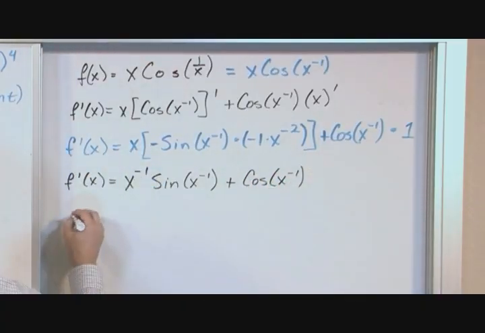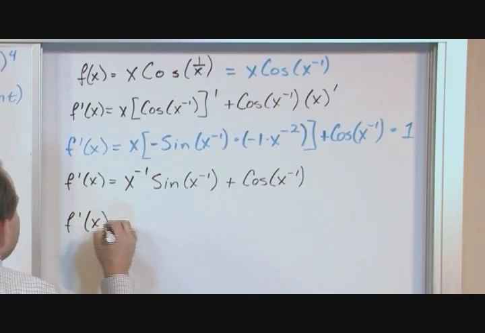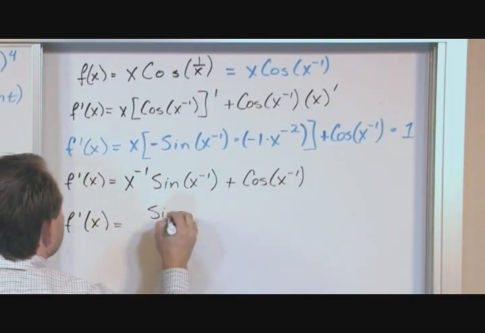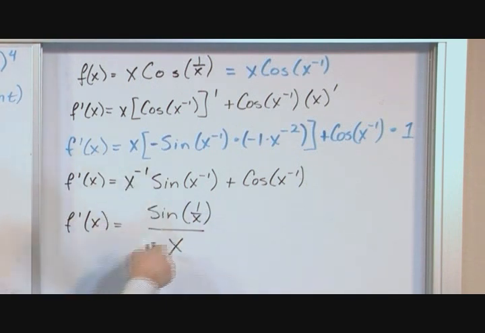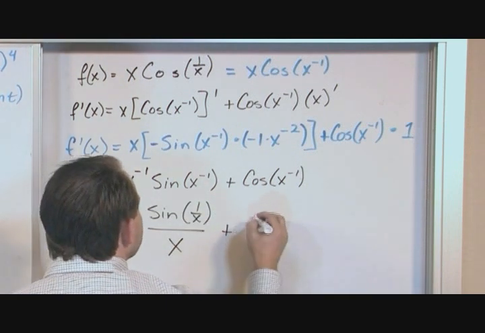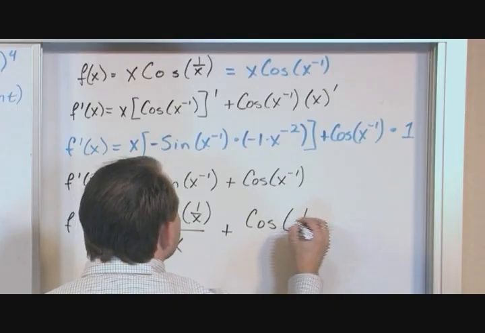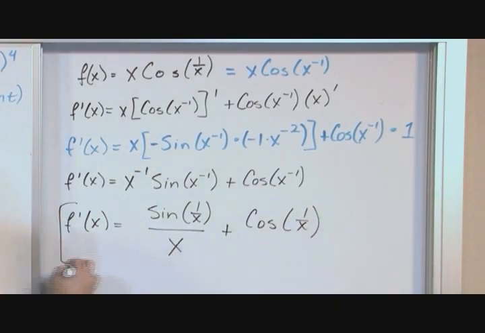And really that's the answer, but if we want to just sort of tidy it up, what we'll have is sine of 1 over x. This guy comes down to the bottom, we change the inside, plus cosine of 1 over x. And that's the answer. Sine of 1 over x plus cosine of 1 over x.